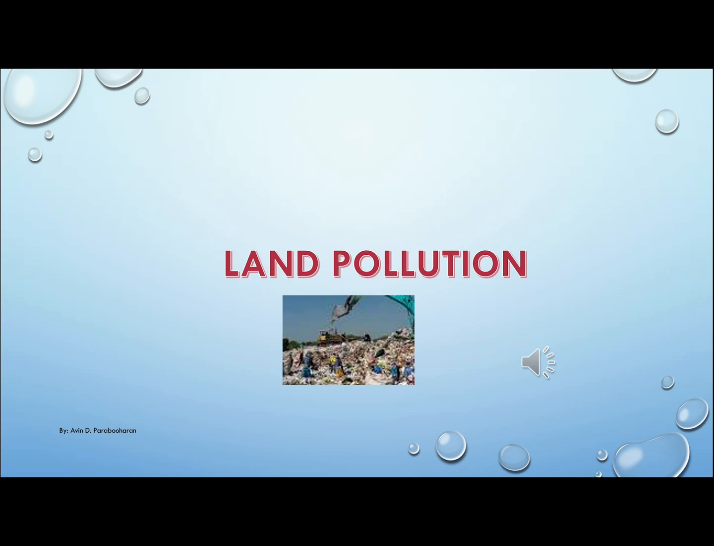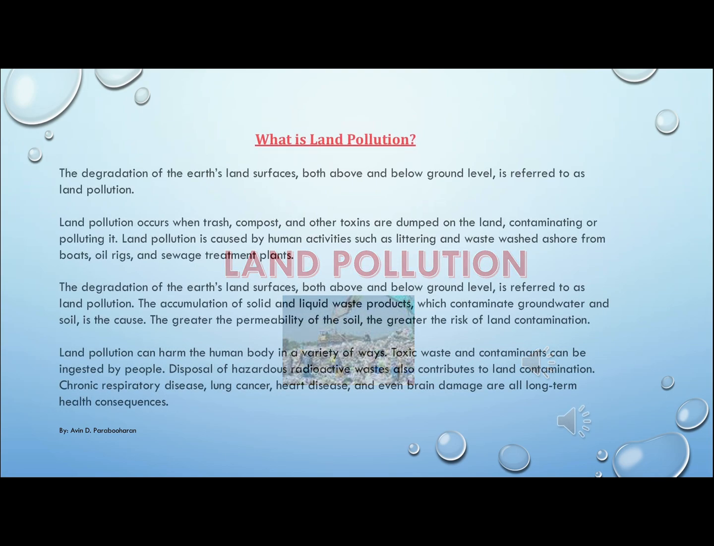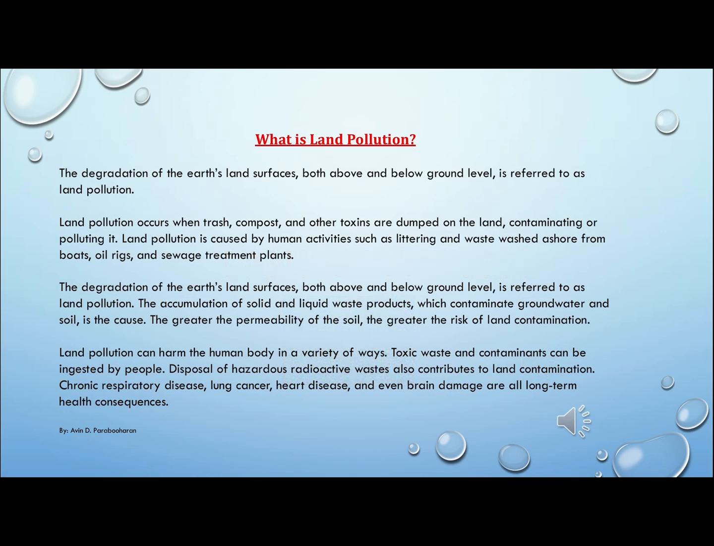Land pollution. What is land pollution? The degradation of the Earth's land surfaces, both above and below ground level, is referred to as land pollution. Land pollution occurs when trash, compost, and other toxins are dumped on the land, contaminating or polluting it.